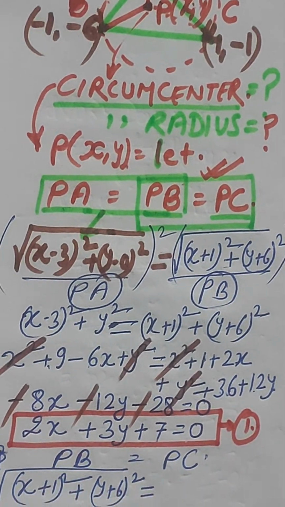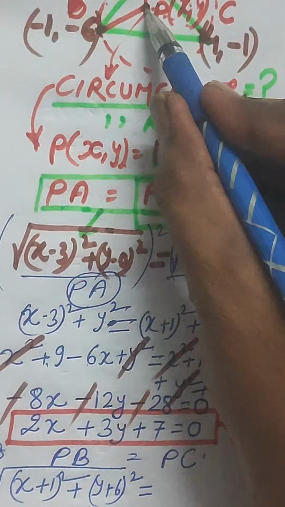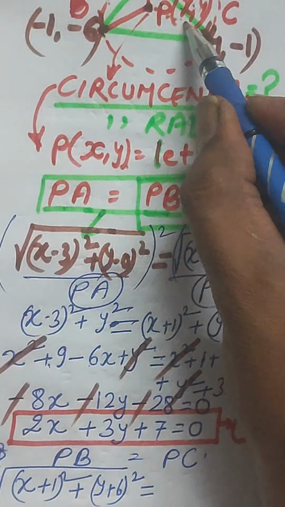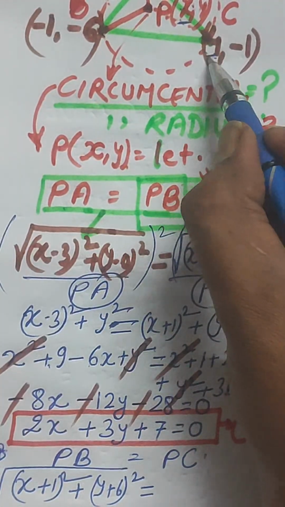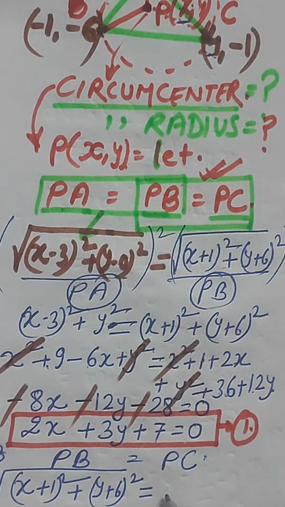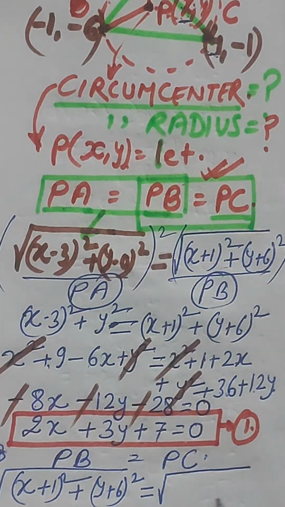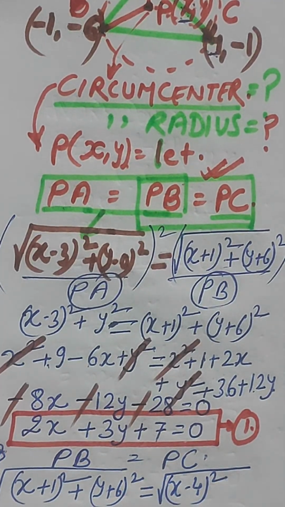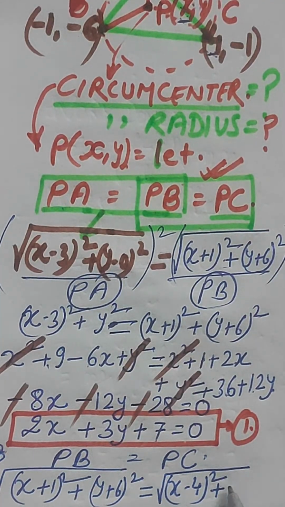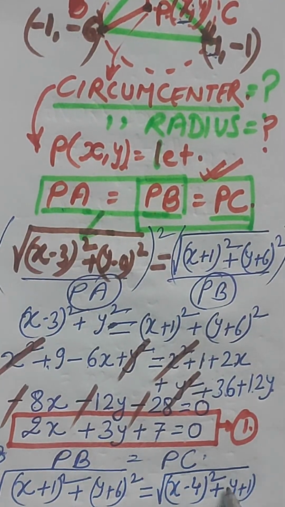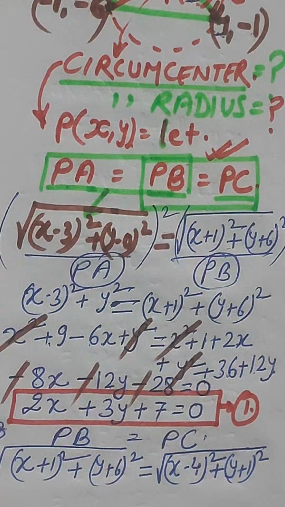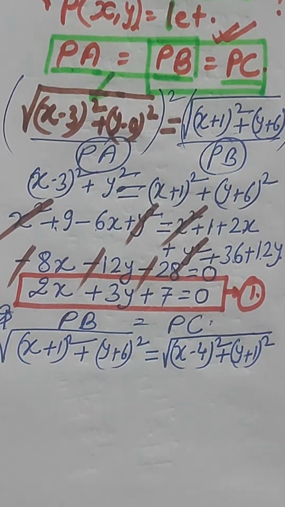So what is PC? PC is from P to C, that is x minus 4. The abscissa, the x coordinates, will be subtracted first, x minus 4. So this will give you root over of (x minus 4) whole squared, plus (y plus 1) whole squared, because y plus 1 whole squared is nothing but the ordinates difference. Using the distance formula, we use PB equal to PC. Now let us solve it.